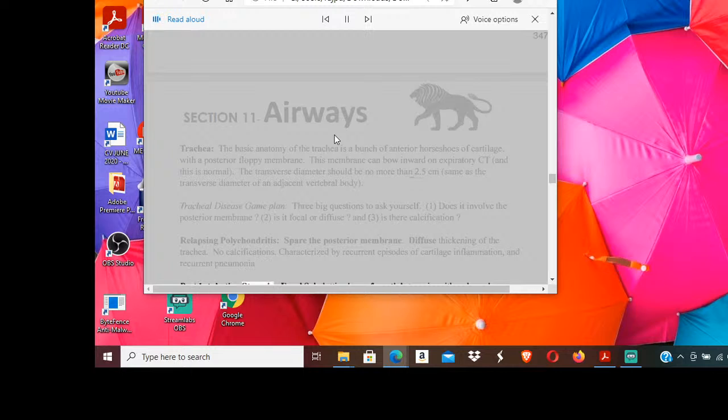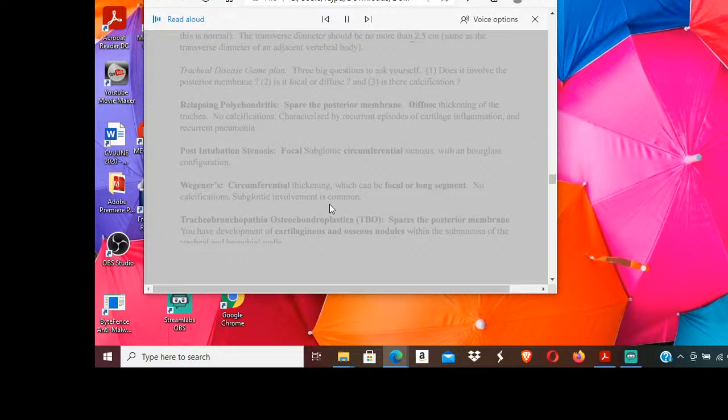Post-intubation stenosis, focal subglottic circumferential stenosis, with an hourglass configuration. Wegener's, circumferential thickening, which can be focal or long segment. No calcifications. Subglottic involvement is common.